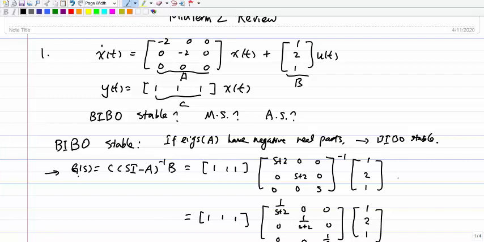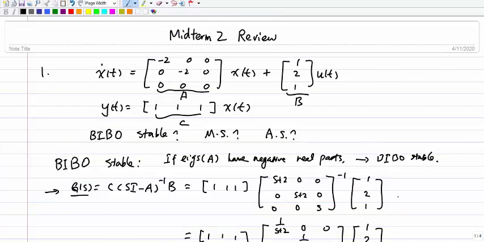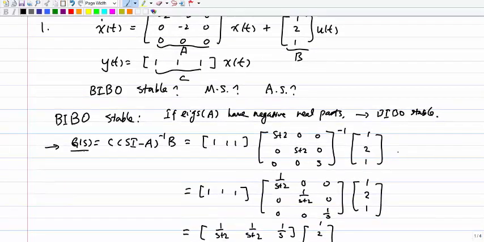We have to compute the transfer function. The transfer function is given by C times (sI minus A) inverse times B. So C is given here, and A and B are given there. When I compute the transfer function, I check the poles: every pole of my transfer function should have negative real parts. If that's the case, it's BIBO stable. If not, it's not BIBO stable.